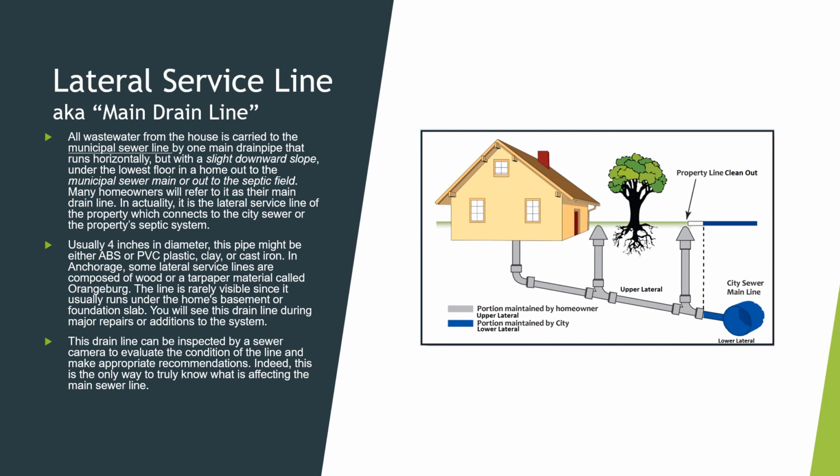This pipe might be either ABS or PVC plastic, clay, or cast iron. In Anchorage, some lateral service lines are composed of wood or a tar paper material called Orangeburg. The line is rarely visible since it usually runs under the home's basement or foundation slab. You will see this drain line during major repairs or additions to the system. This drain line can be inspected by a sewer camera to evaluate the condition of the line and make appropriate recommendations. Indeed, this is the only way to truly know what is affecting the main sewer line.